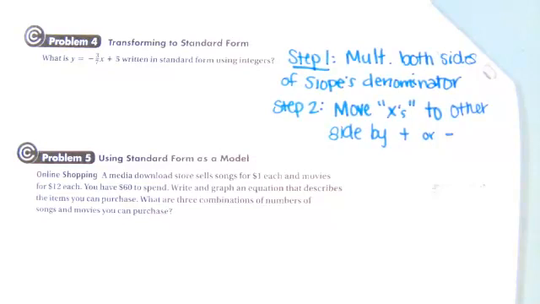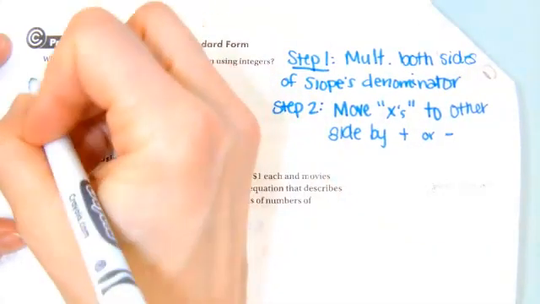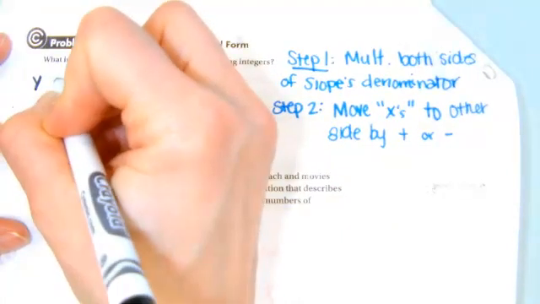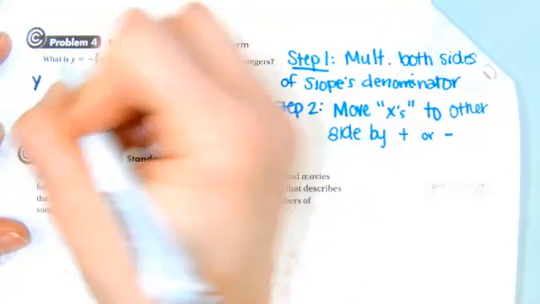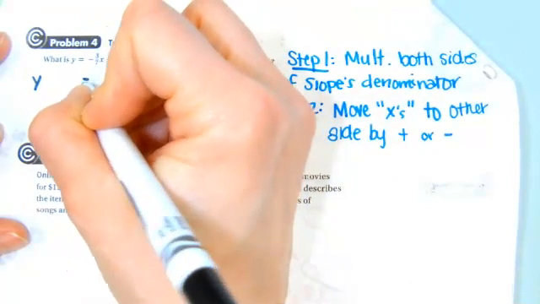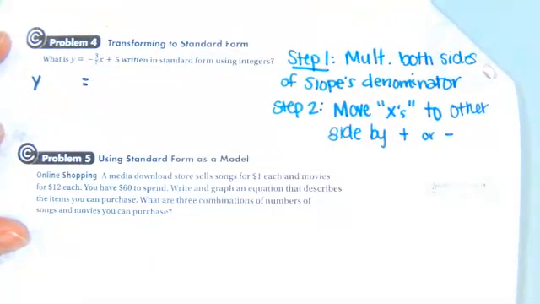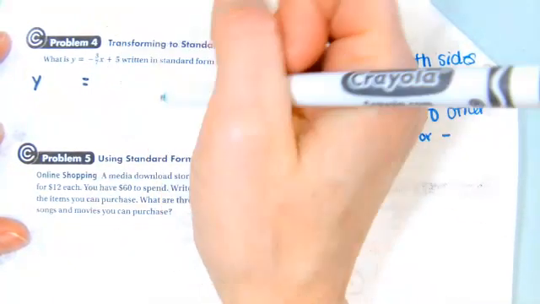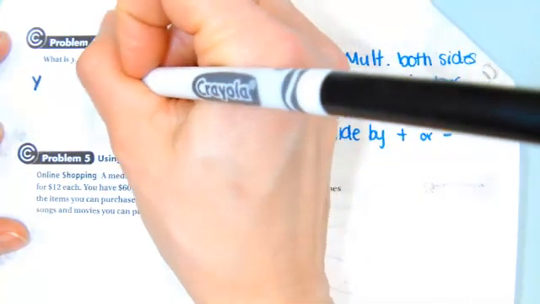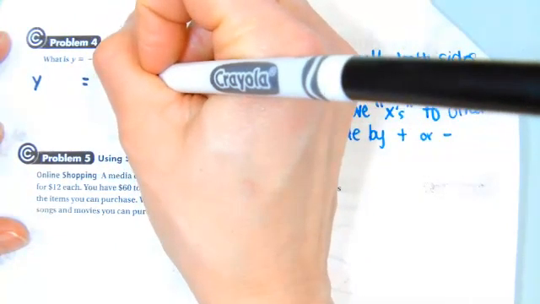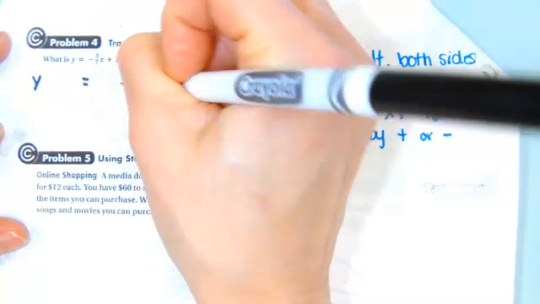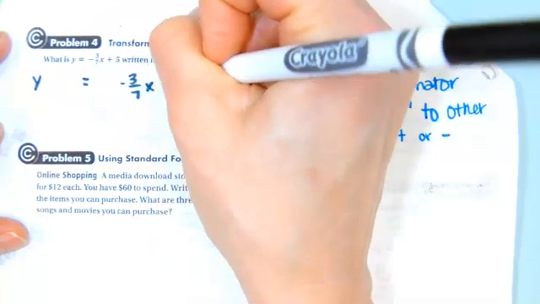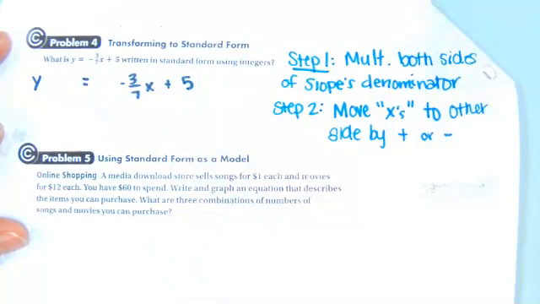I'm going to rewrite this so there's space, okay? So I'm just going to space this out y, and then I'm going to leave a little space there because I know I'm going to need it, all right? And then I'm going to leave a little space, and I'm going to do 3 over 7 x plus 5 like that.